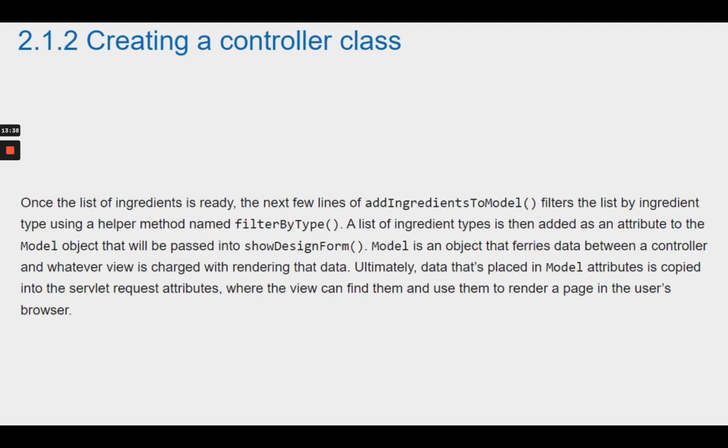Once the list of ingredients is ready, the next few lines of addIngredientsToModel() filter the list by ingredient type using a helper method named filterByType(). A list of ingredient types is then added as an attribute to the Model object that will be passed into showDesignForm(). Model is an object that ferries data between a controller and whatever view is charged with rendering that data. Ultimately, data that's placed in Model attributes is copied into the servlet request attributes, where the view can find them and use them to render a page in the user's browser.